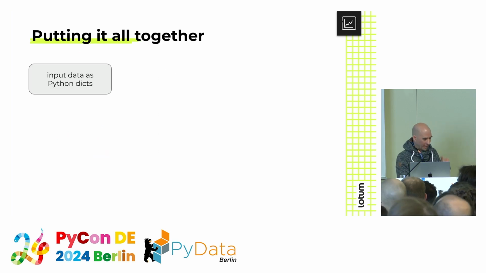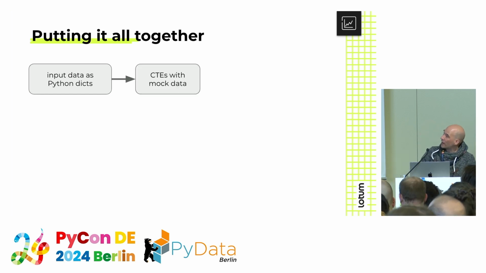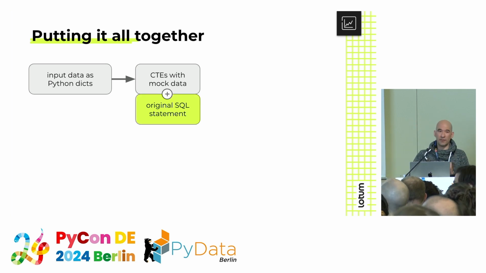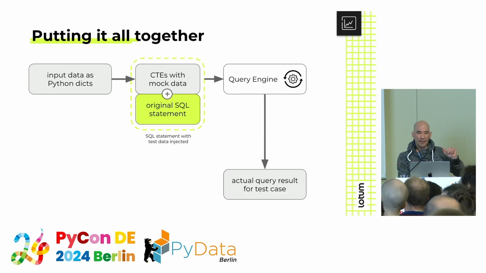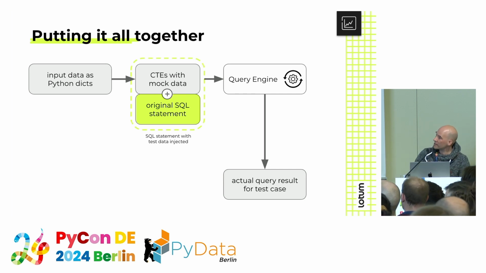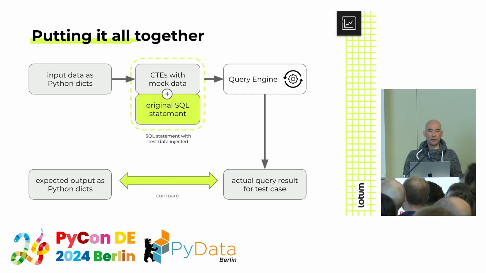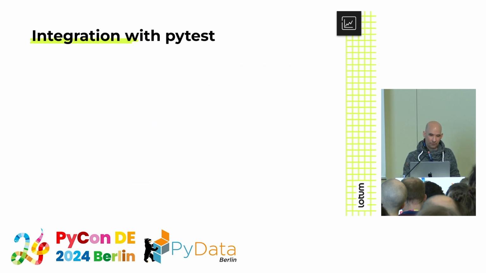So if we put this all together, we defined the test cases as Python dicts. We generate SQL code from these dicts. We combine it with the original SQL statement, which gives us the statement with the injected test data, run it through the query engine, and that gives us the actual query result for our test case. And then we can make a one-to-one comparison whether that meets our expected output, which we defined as a Python dict previously. How do we integrate this with PyTest?